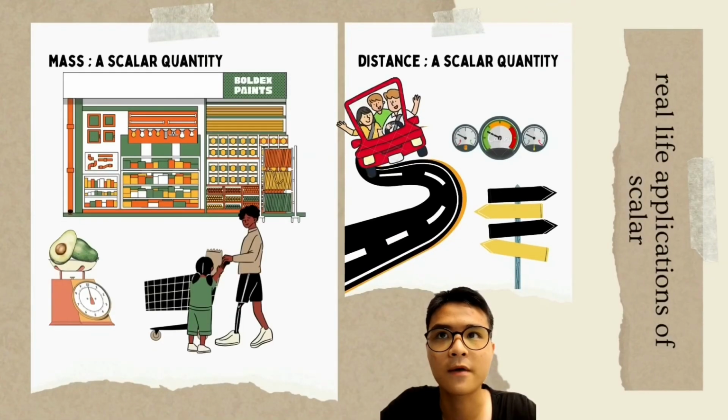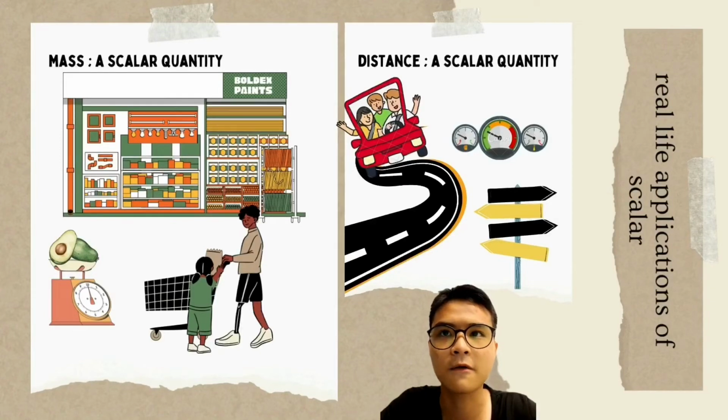And the final one, the example of real-life application of scalar. For example, you go to the grocery store to purchase half an avocado for your salad. You place the avocado on the scale and the scale reads 87.9 grams. The scale reads the mass of the avocado, and mass is an example of a scalar quantity. It gives you an idea about how much avocado you're purchasing.